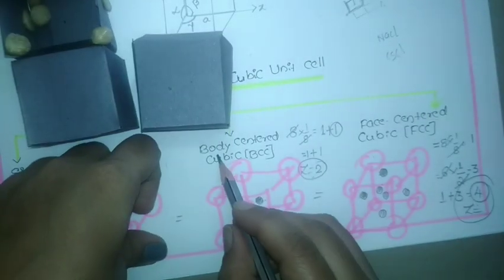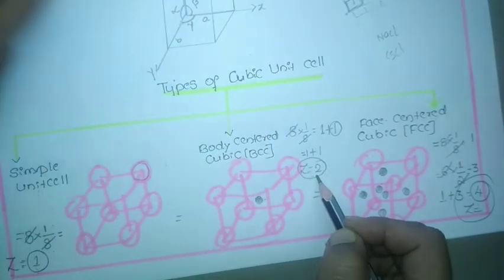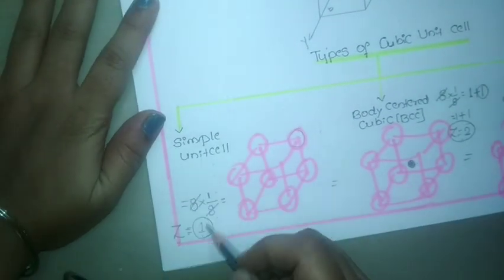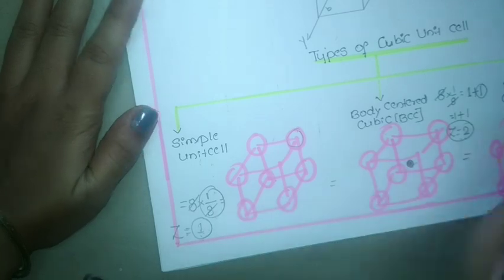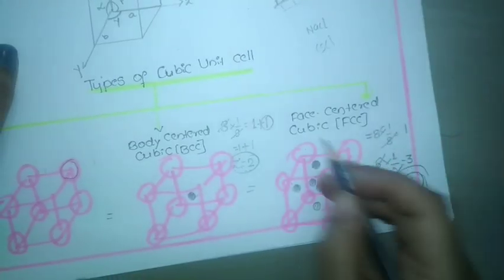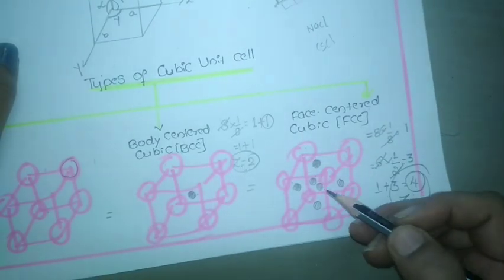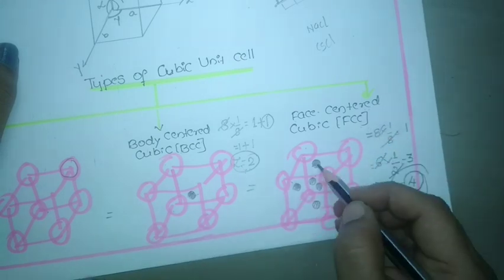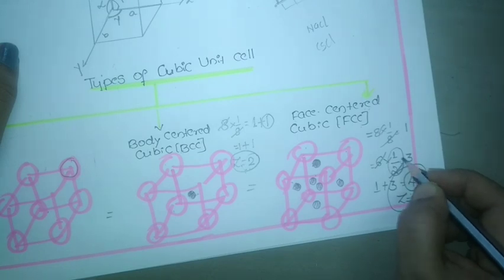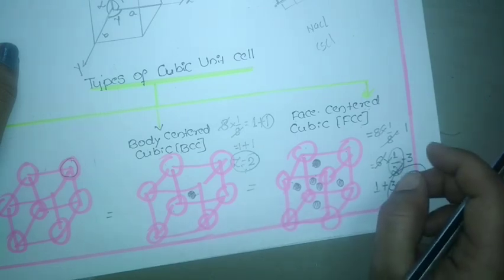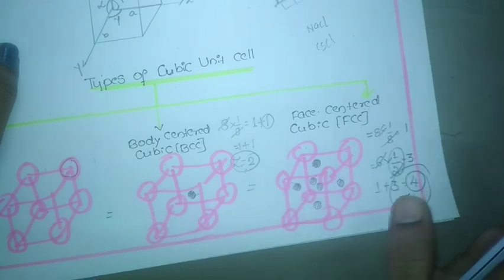The Z value for the BCC is 2, and the Z value for the simple unit cell is 1. What is the contribution in case of a simple? 1/8. What is the contribution in case of an FCC for atoms present at the face? It is 1/2 contribution. This is very important. We're going to get a question for the competitive exam. I hope you understood.